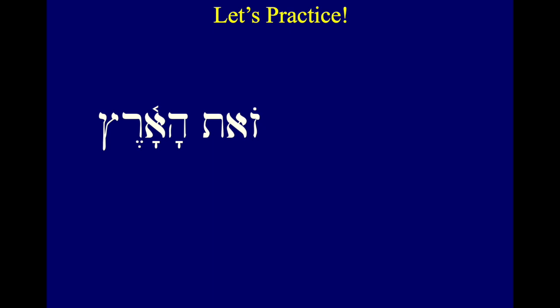Zot ha-aretz. Zot is our feminine singular demonstrative. So this, and then ha-aretz is the land. Notice that our demonstrative is coming before, preceding, and it does not agree in definiteness. So that's predicative. This is the land. That's a quotation from Numbers 34:2 and other places. This is the land that the Lord will give you, and so on.